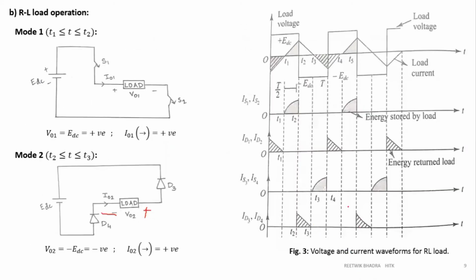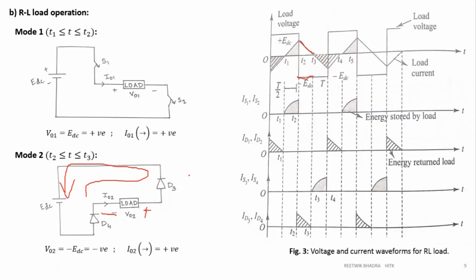So now D3 and D4 are on, and current will flow in this direction, from the load to the source. Now the voltage polarity has changed, so V02 will be negative. Between T2 and T3, V02 is negative, that is minus EDC. What is my current? Positive only, but discharging, so positive current and discharge. This is what happens during this period.